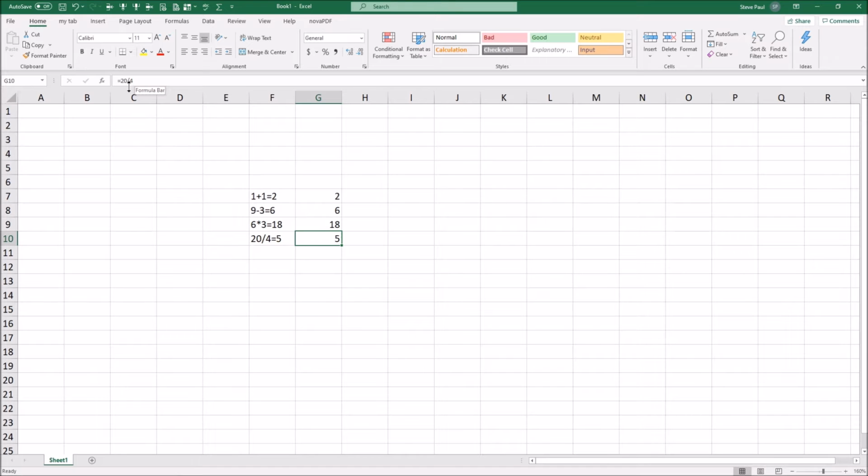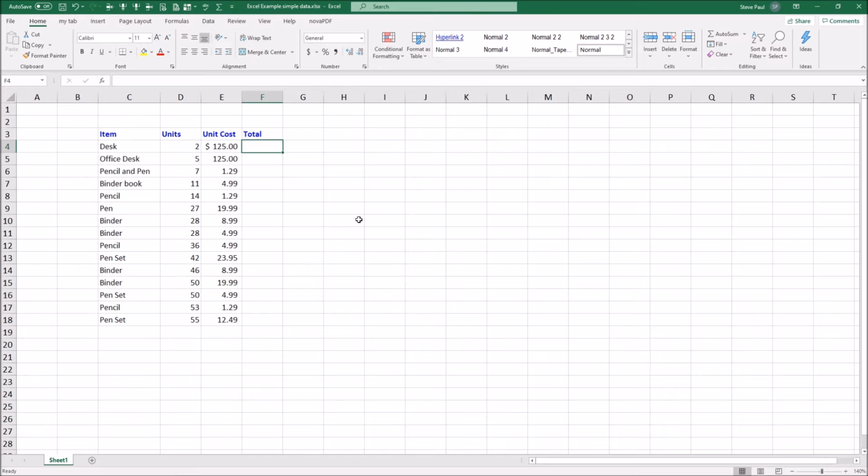You can also do this with referencing cells too. So here we have another worksheet where we have the units and the unit cost. And if you want to know what this would be in a total here, we can reference the cells. So we can do this a couple different ways. We'll go over both ways.